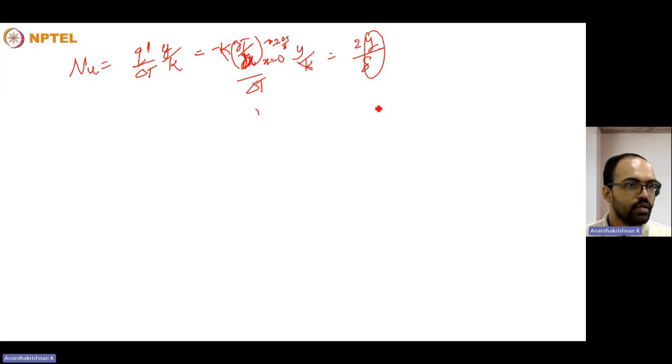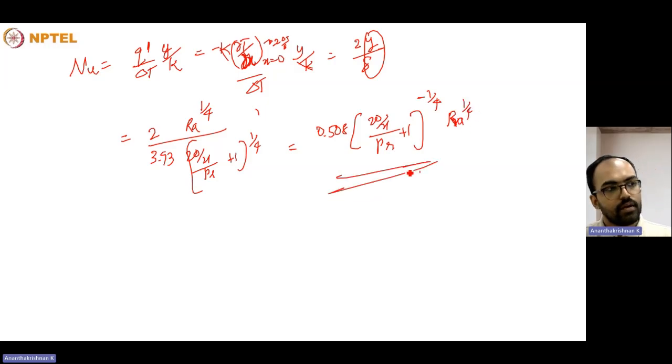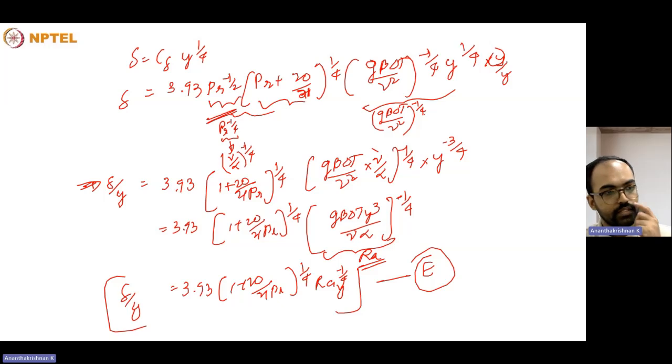We have obtained just now the delta by y, it's an inverse of this one, so it will become equal to 2 divided by 3.93 (20 by 21 by Prandtl number plus 1) raised to 1 by 4, and the Rayleigh number will go on the top. So effectively 2 by 3.93 will become 0.508, (20 by 21 by Prandtl number plus 1) to the power minus 1 by 4 taken on the top, and Rayleigh number raised to 1 by 4. So that will be the value of the Nusselt number that we are asked to prove in this question.